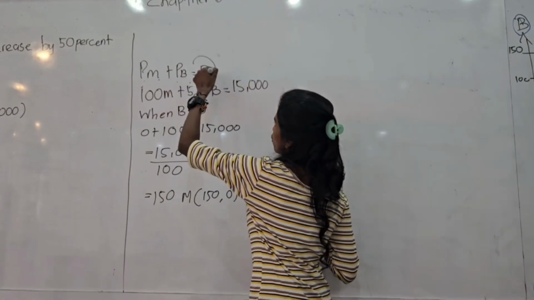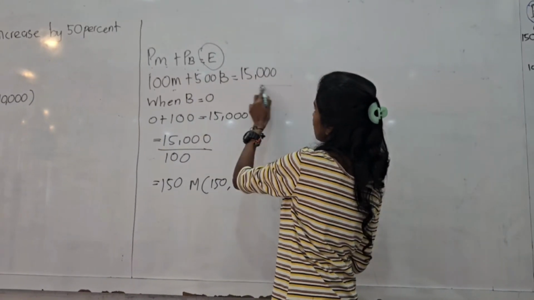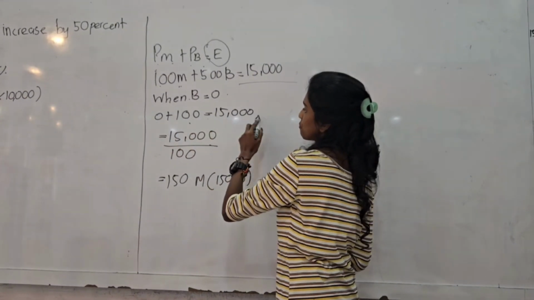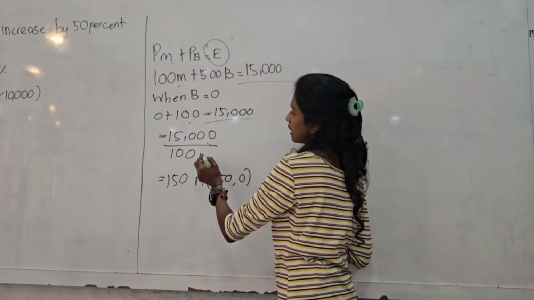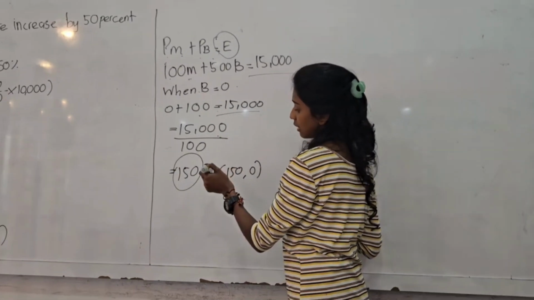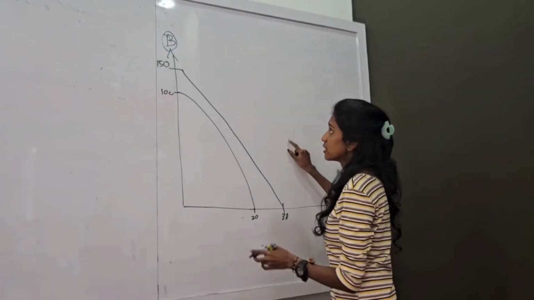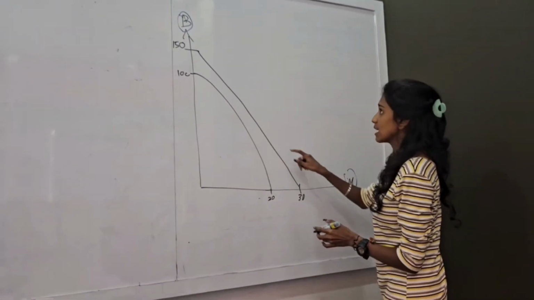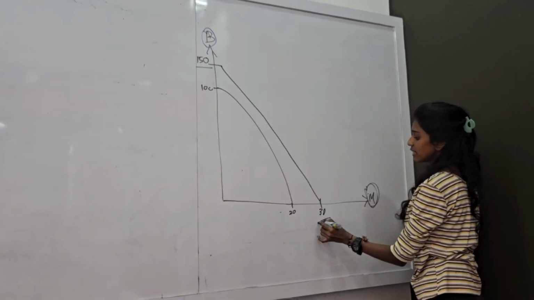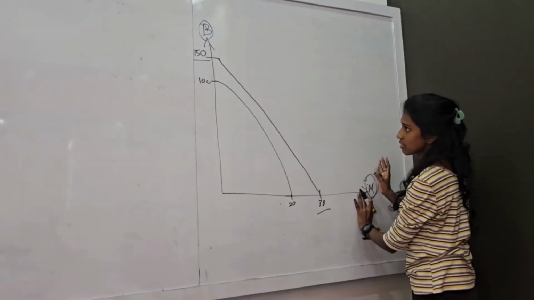PM plus PV equals expenditure. 100M plus 500B equals 15,000. When B equals 0, 100M equals 15,000. 15,000 divided by 100, we get 150. This is the calculation and answer of the M. According to the graph, the value of B is 30 and the value of M is 150. So the graph is looking like this.